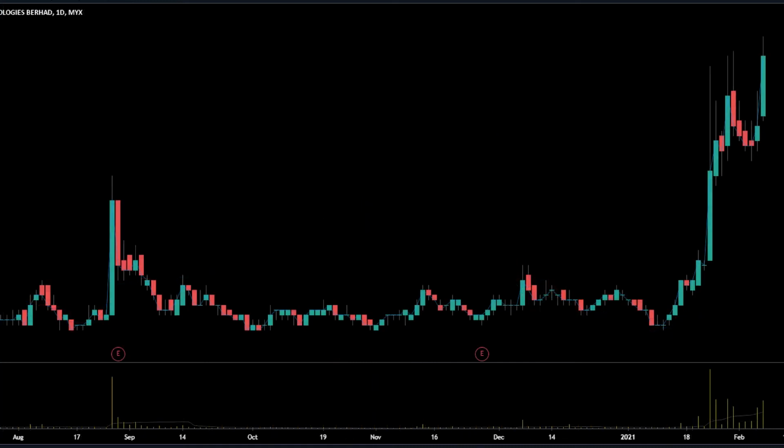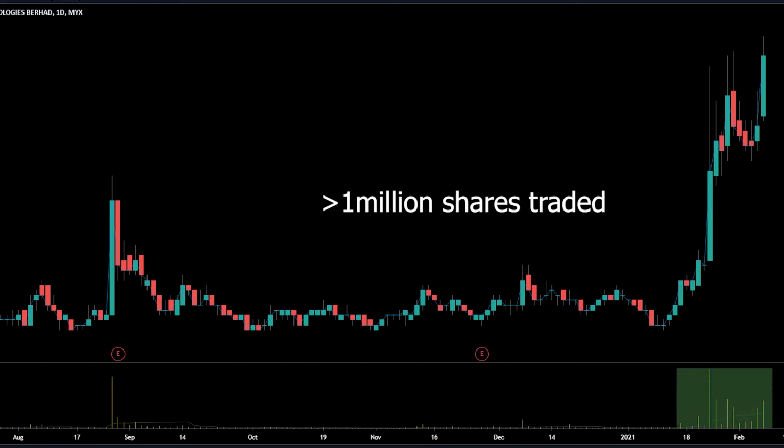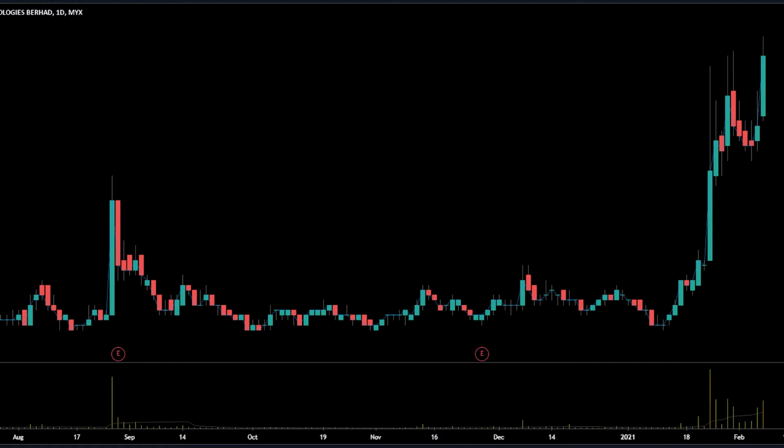Now the way that I usually use volume is to identify stocks of interest. I only look for stocks that are trading above 1 million volume because that shows that there are people who are interested in trading the stock. And high volume stocks usually catch more people's attention, which gives me a higher probability of catching momentum.